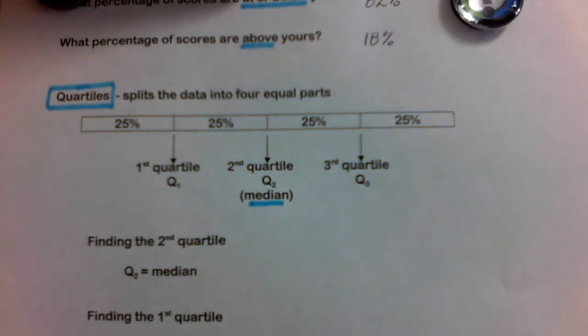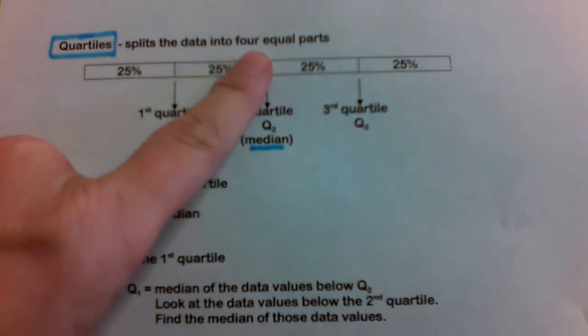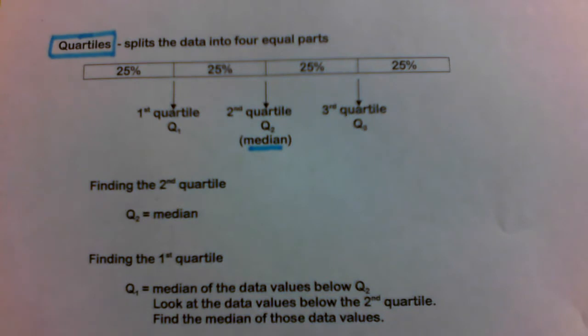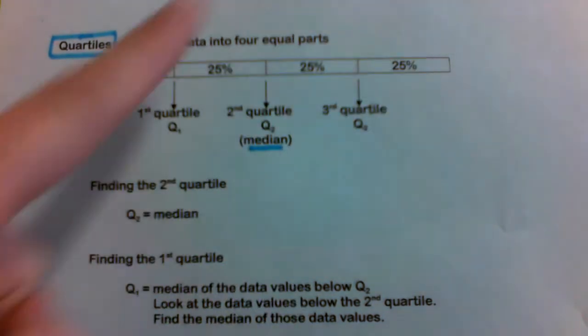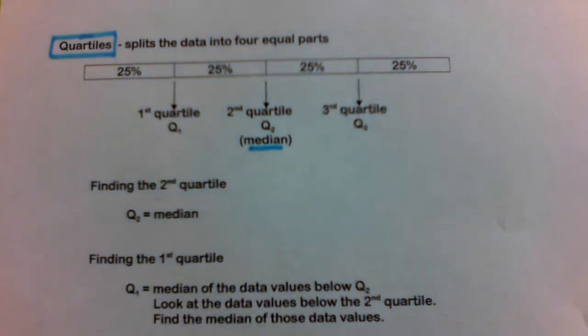Now, in order to create a box and whisker plot, we need to be able to calculate what are called quartiles. Now, when I see the word quartiles, I think of quarters. 4 quarters make $1. So that's what we're doing here. We are taking our data values and dividing them up into 4 equal parts. So here are my 4 equal parts. 25% of my data values would fall into each section.